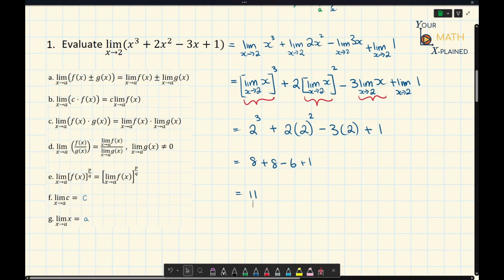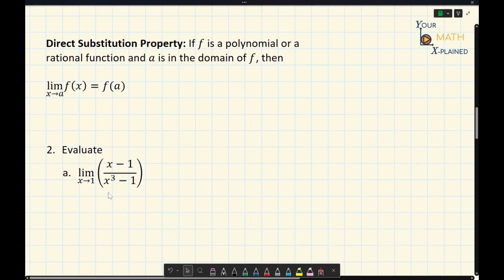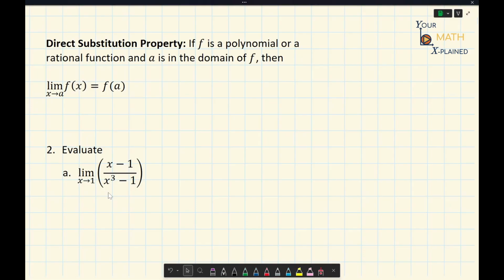So some of you may have already noticed this. All we really did was substitute the value in. And that is what we call the direct substitution property. So what this property says is that if f is a polynomial or a rational function, and a is in the domain of f, so this is the important part, a has to be in the domain of f.